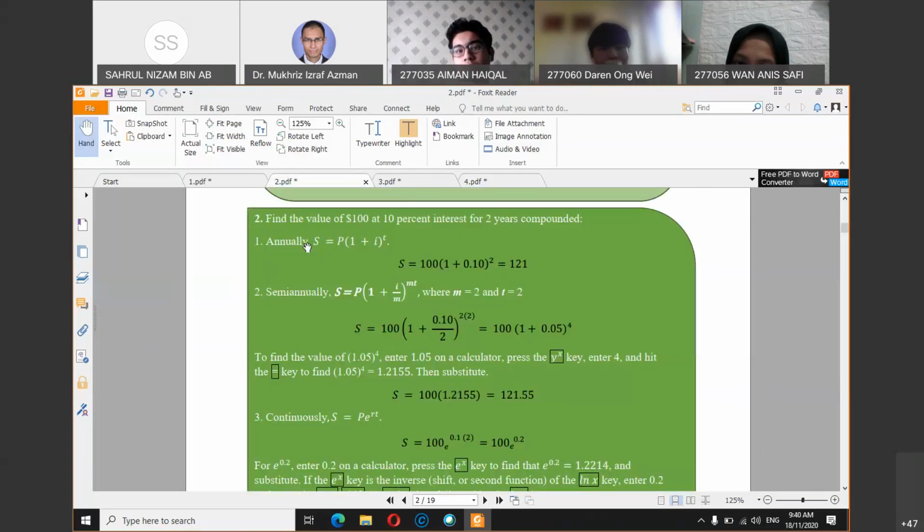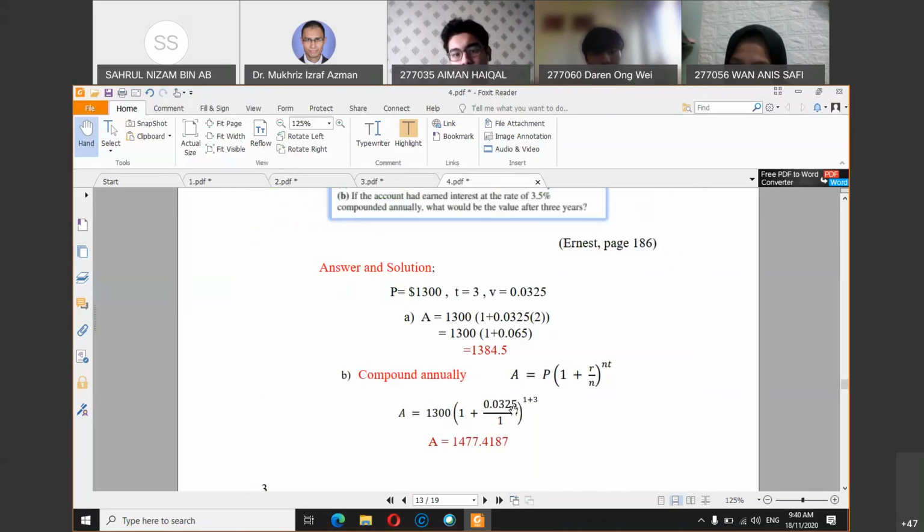Annually compounded: P times (1 plus I) to the power of T. So 1,300 times (1 plus 0.035), and T will be 3, to the power of 3. So that should be the correct solution for B. So this one is not the correct solution.